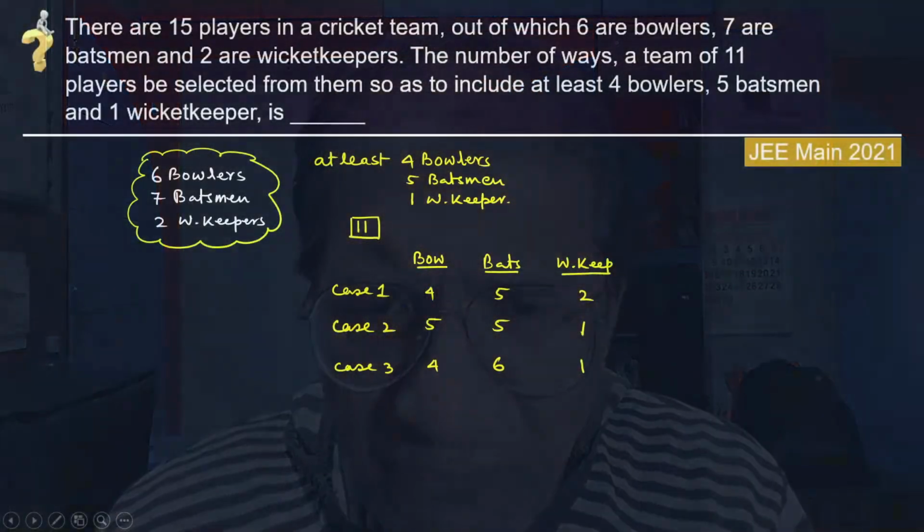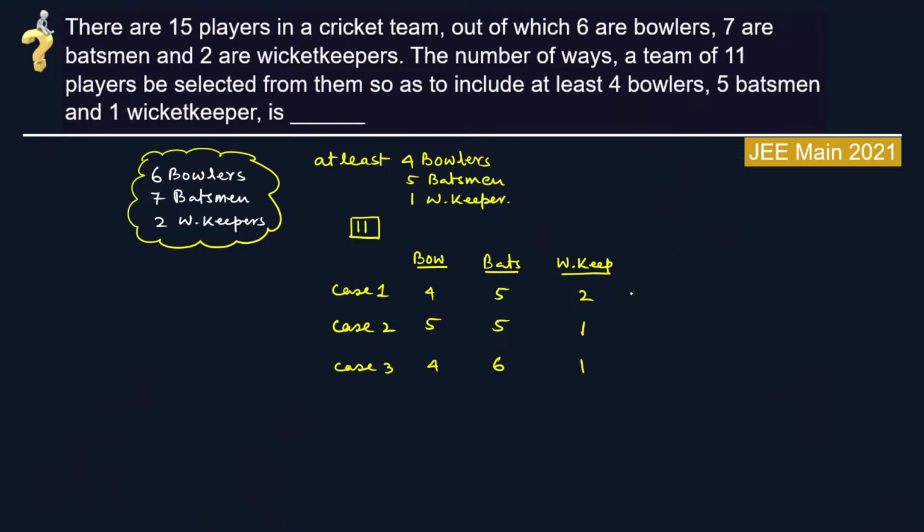Therefore, the total number of ways of forming such a team will be, for this one, 4 bowlers, so 6C4, and 5 batsmen, that is 7C5, and 2 wicket keepers, 2C2. Case 2 is 6C5, 7C5 and 2C1. And case 3 is 6C4, 7C6 and 2C1 again. So the total number of ways of forming this team will be the sum of all these 3 cases. Now one by one, let me solve it.